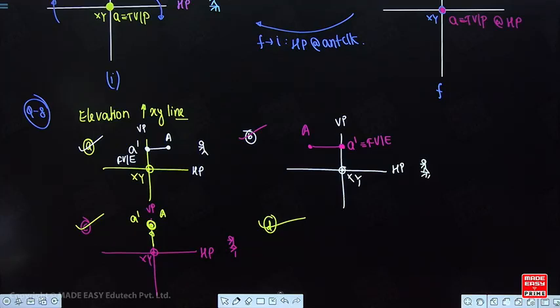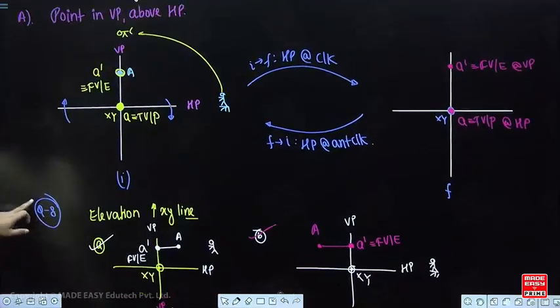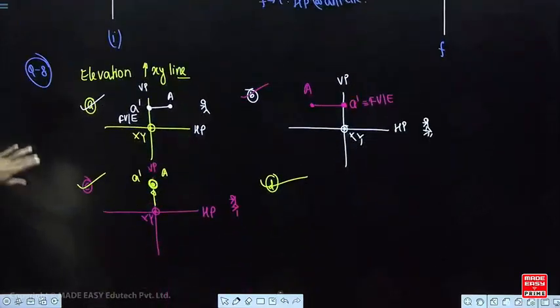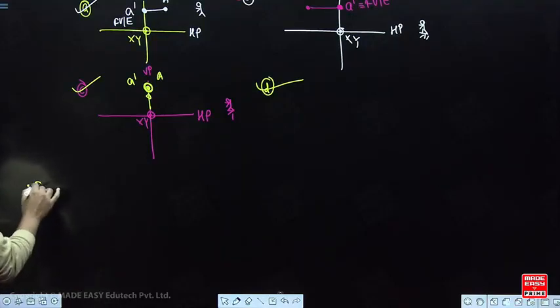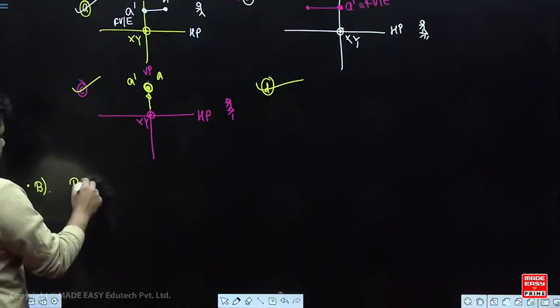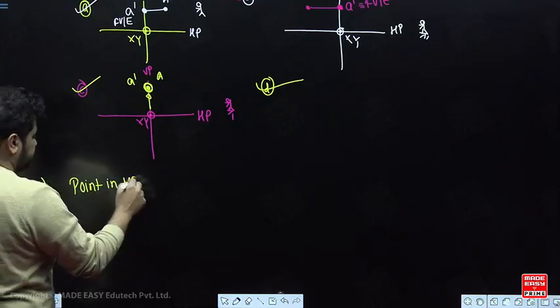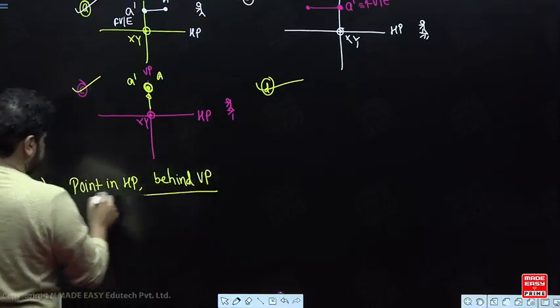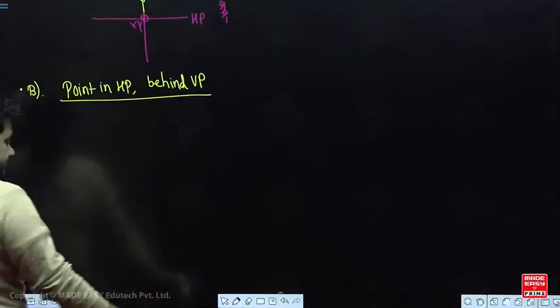So this is the situation. Okay. Clear? Okay, so that was case number A. So we have discussed case A in case number 2, point A. Now coming to B, point in HP and behind VP. Point in HP and behind VP. So let us consider.